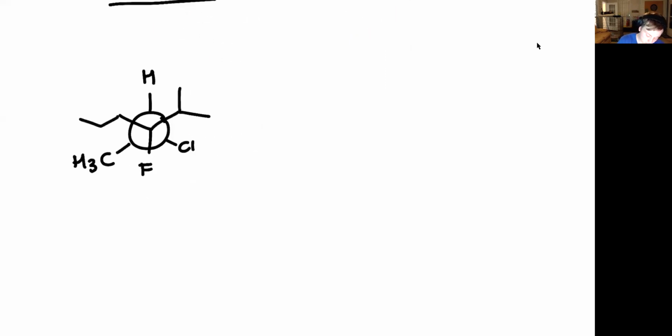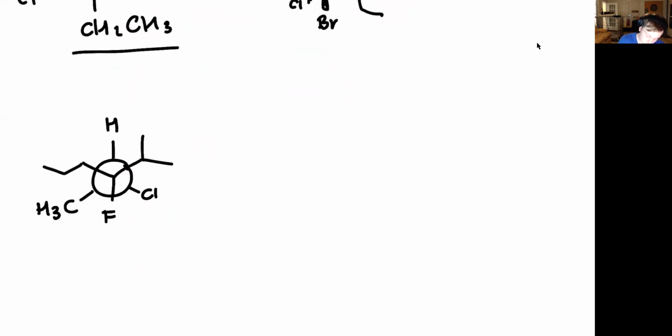So again, start with the bond that we're looking through. And then on the top, we have a hydrogen. On the right, we have a chlorine. Again, I'll take this point of view, sorry. And then on the left, we have a methyl group. And on the bottom of the back carbon, we have a fluorine. On the right, we have an isopropyl group. And on the left, we have a propyl group. Something like that.